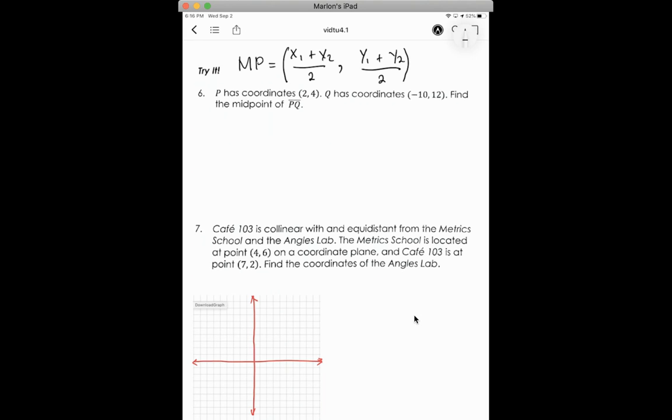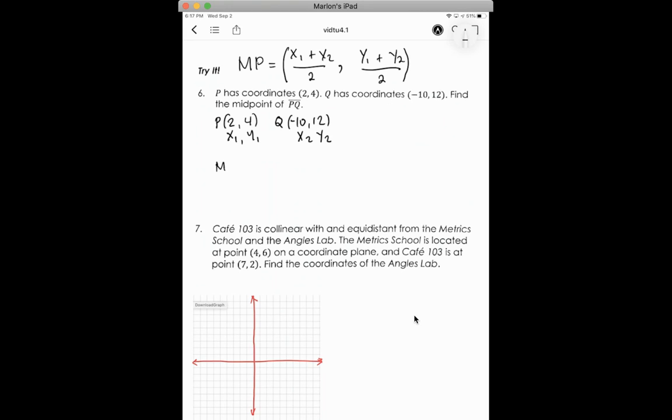So let's assign our points. So for point P, you have 2 and 4. I will assign my P as my x1, y1. And I will assign my Q, which is -10 and 12, as my x2, y2. All right, and I'm gonna plug in these values on the formula.